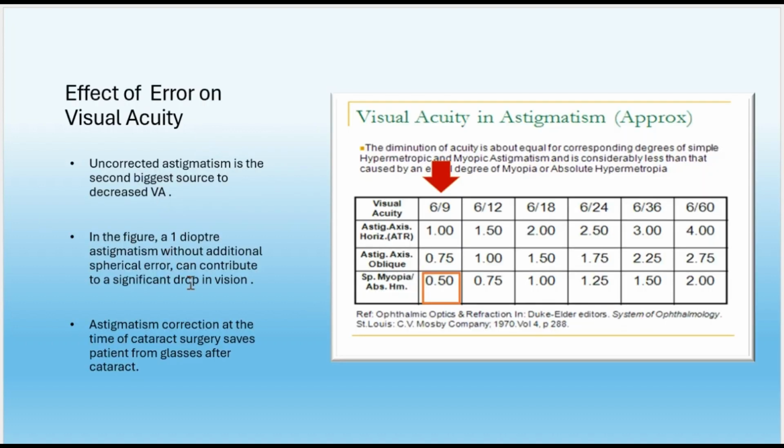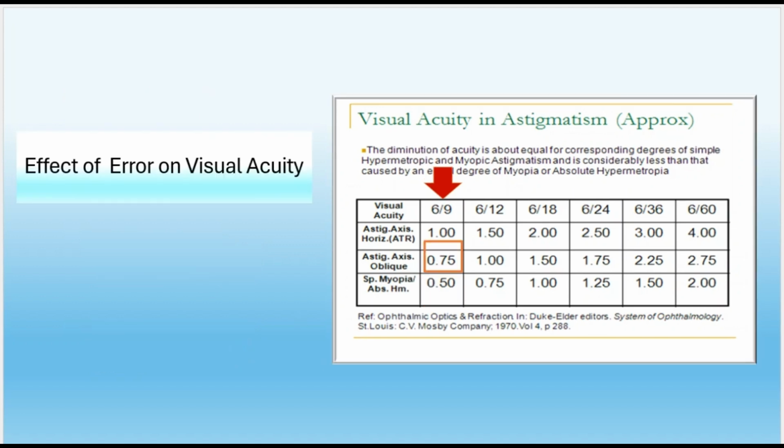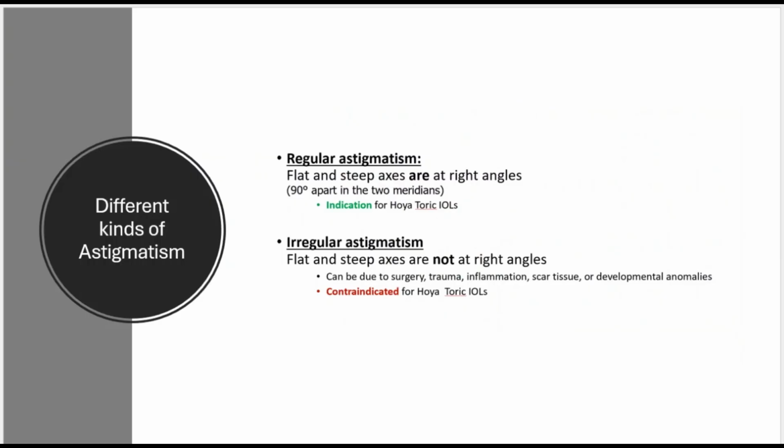Now, many decades back, Duke Elder gave us this chart wherein he showed us that a patient who has myopia or hypermetropia of 0.5 diopters will land up with around 6 by 9. But if your patient doesn't have myopia or hypermetropia, and if they have only 0.75 diopter of astigmatism, then they land up with 6 by 9. So what it shows is that after defocus, after myopia or hypermetropia, astigmatism remains a challenging factor for reduced uncorrected distance visual acuity, right?